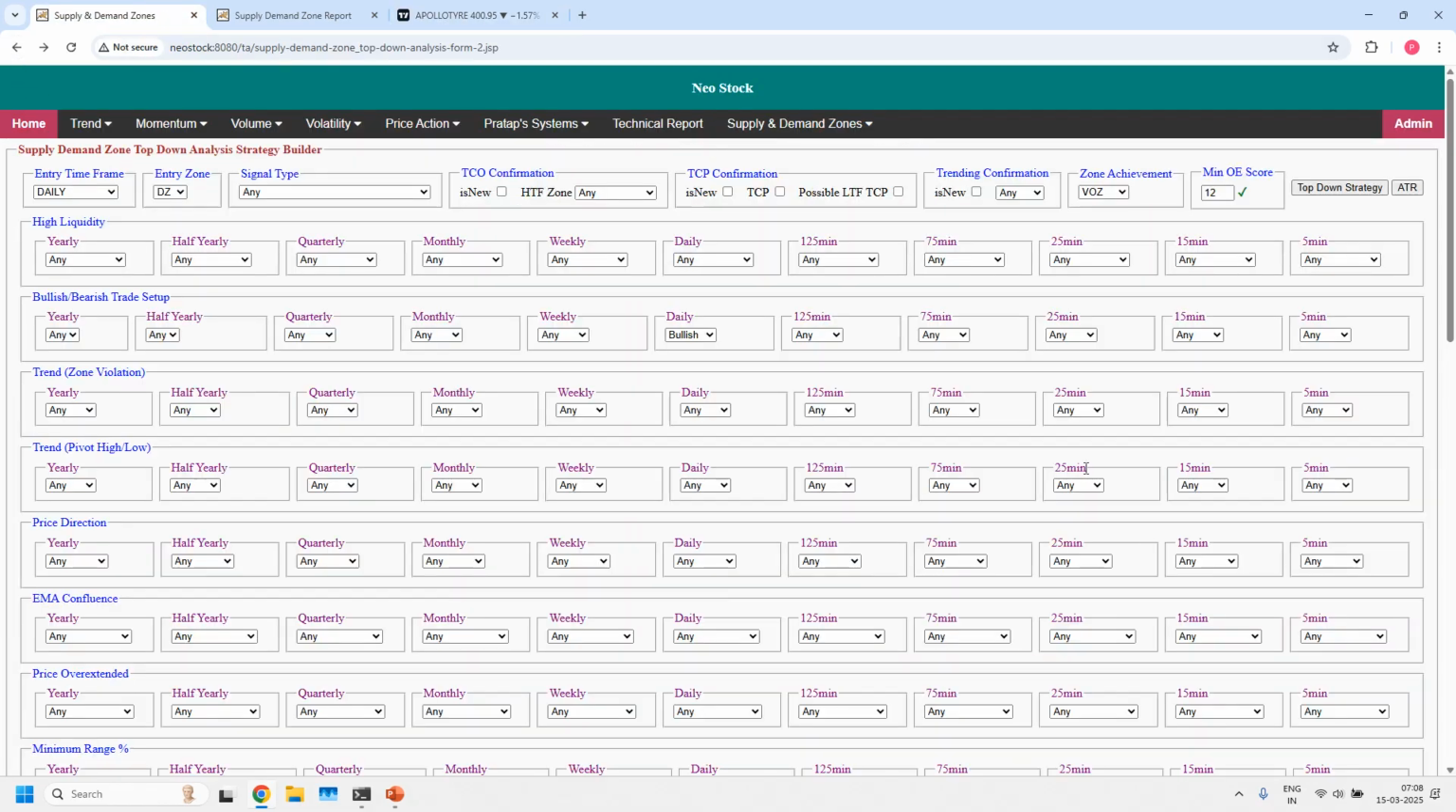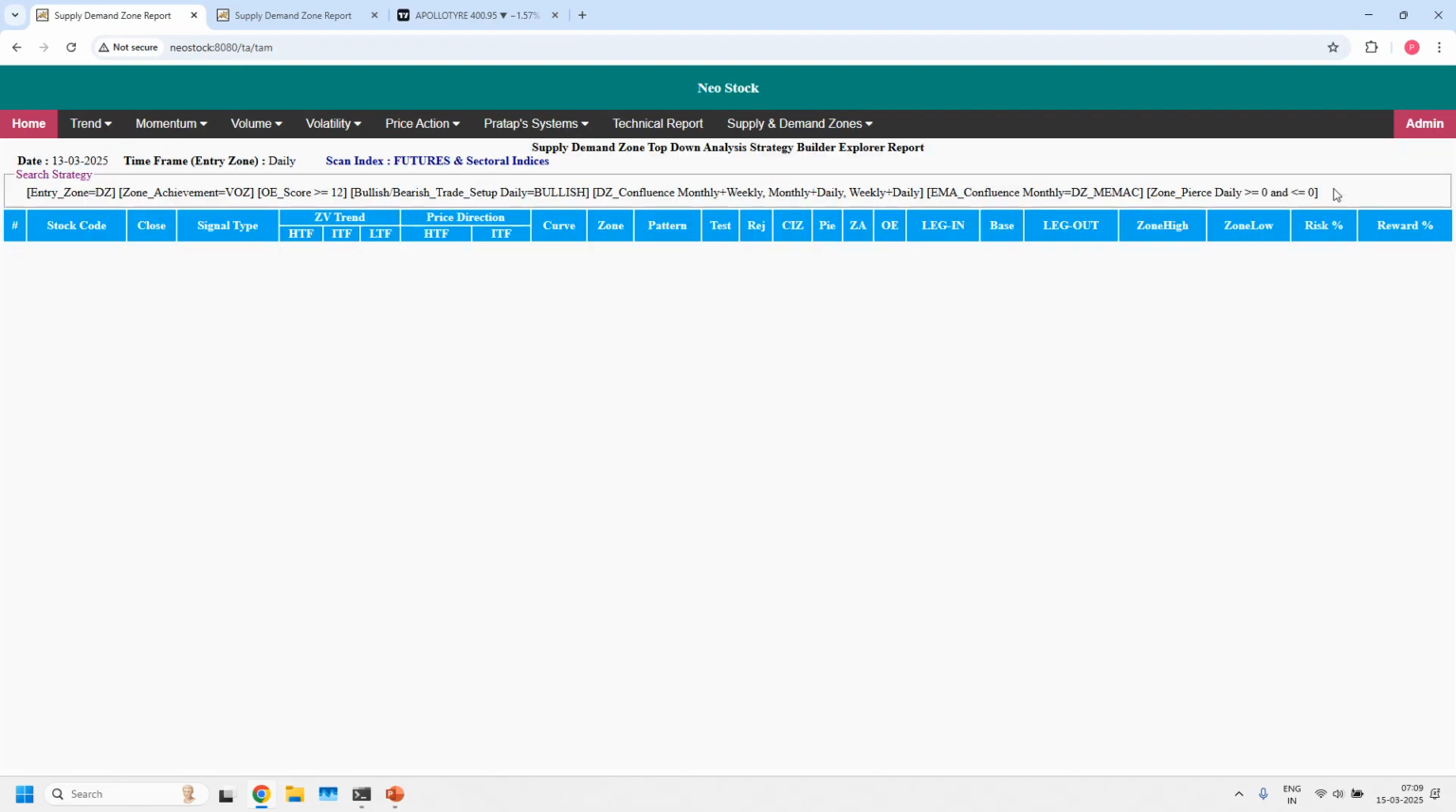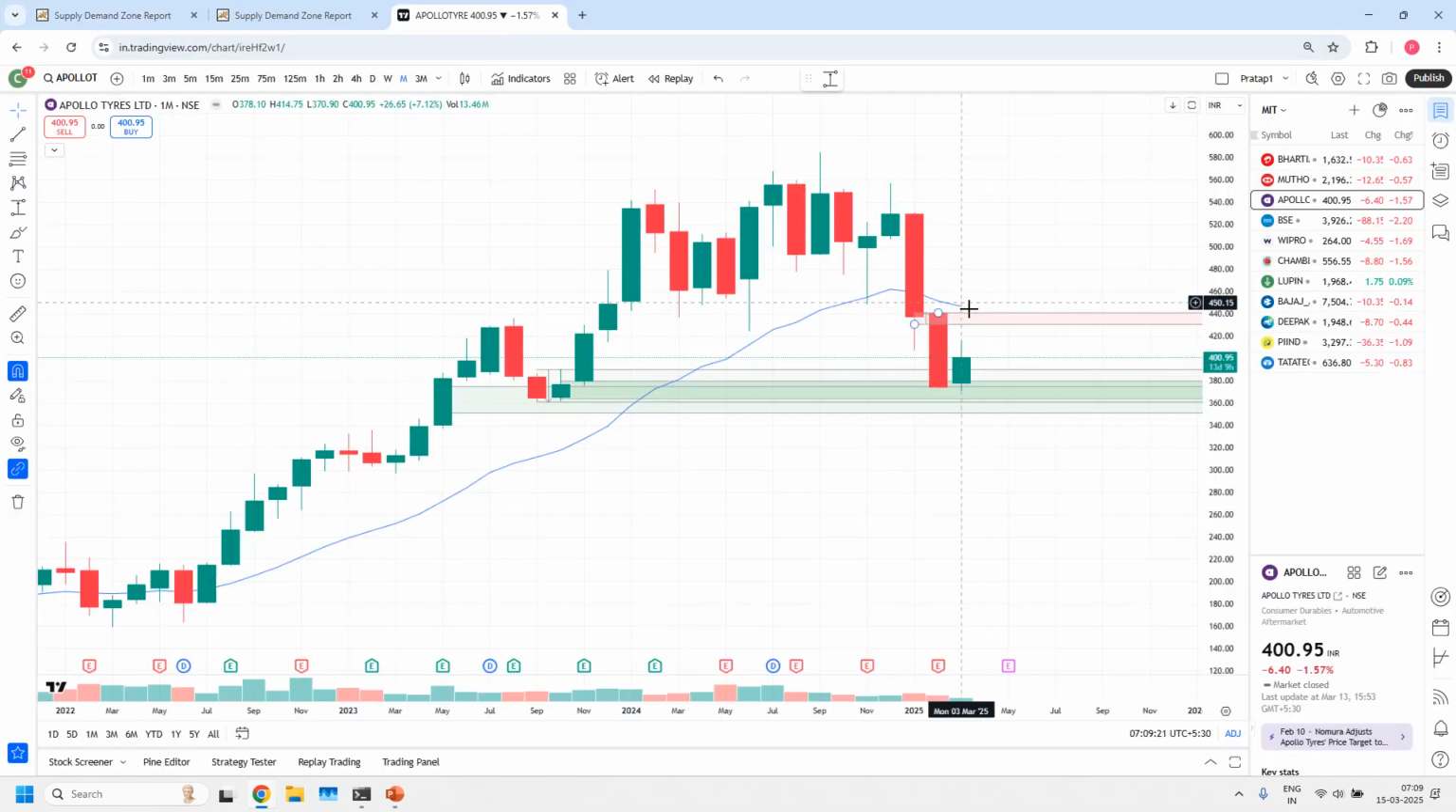So what I am doing, I am going to our strategy builder, to the EMA confluence at monthly time frame. I am checking if the monthly demand zone having monthly EMA confluence is there or not. Let's filter by clicking the top down strategy button. Is it filtered? No. That means this zone is not having monthly EMA confluence. That is what is clearly reflected on the chart.